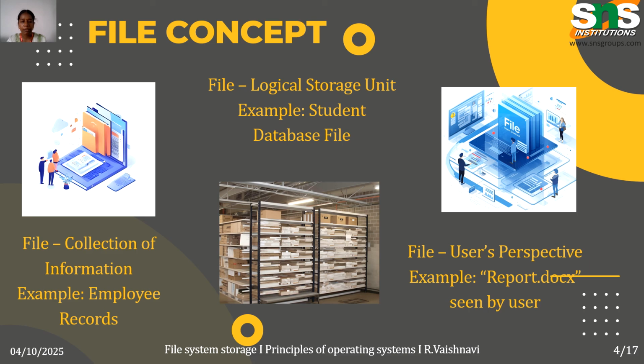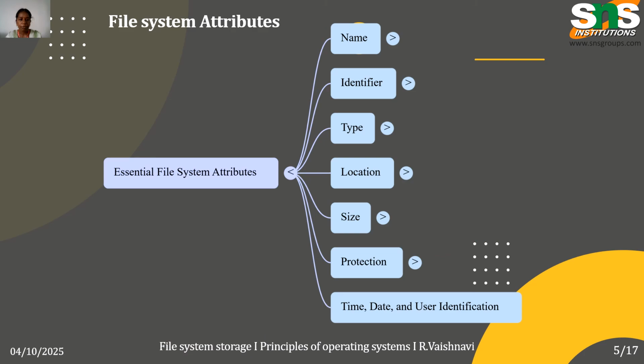For example, we can say an employee record is a file, and a logical storage unit is called a file. For example, the student database files. And third, from the user perspective, a report for the student is called a file. And then file system attributes.